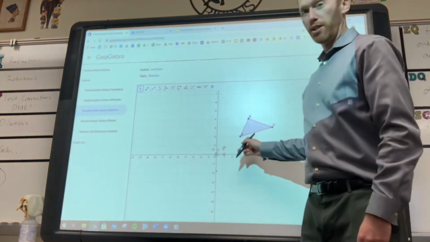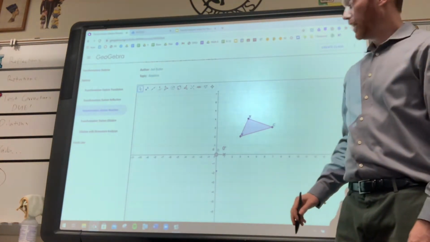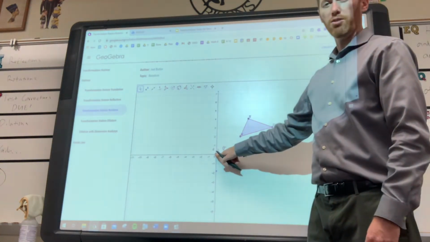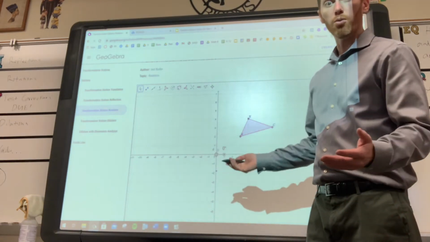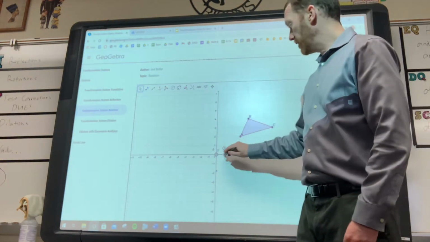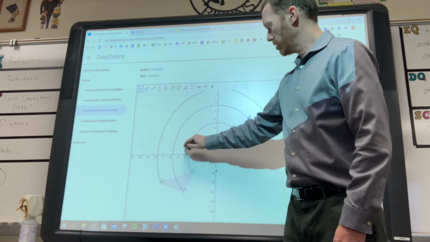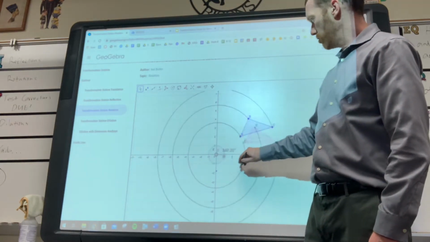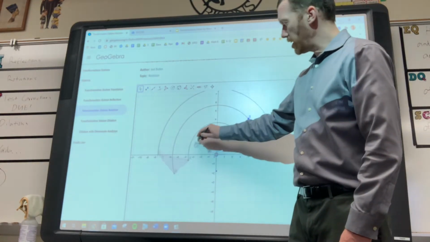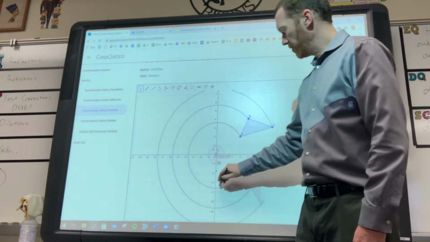If I had this particular shape, this particular triangle, and I wanted to rotate it around the center, this is the origin, and that is what all of our rotations are going to spin around, then it would just go and go and go and go, and you can see how the shape keeps its shape. It's just spinning around that center point.